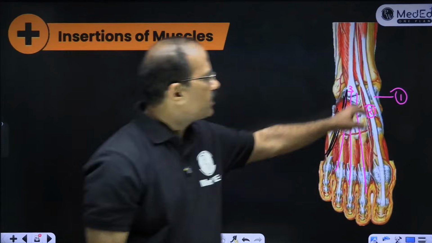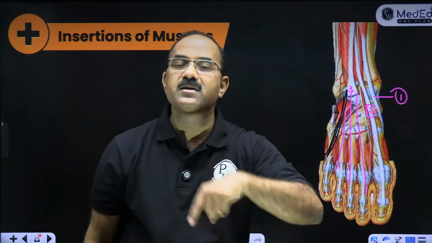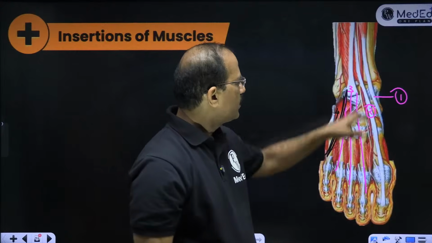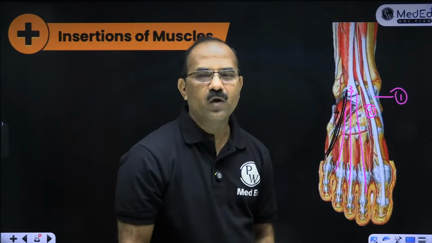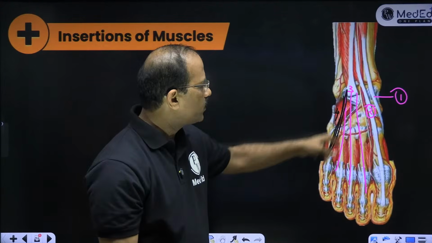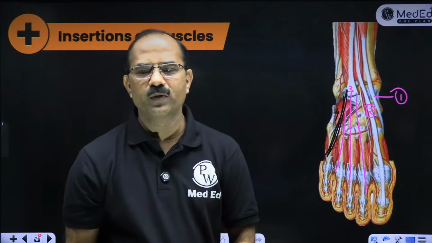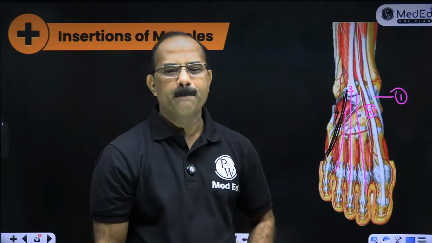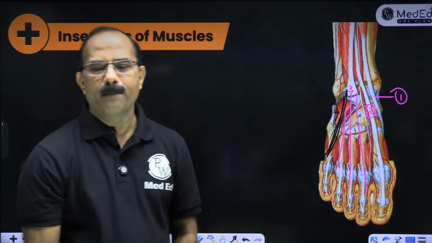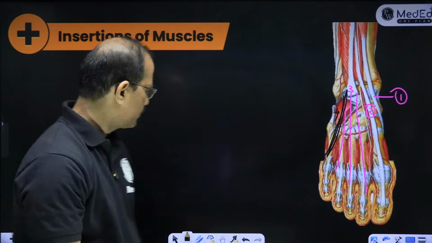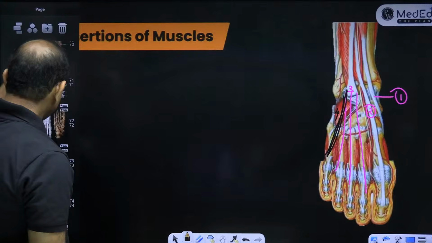So who is one? Tibialis anterior. Who is 2? Extensor hallucis longus. Who is 3? Extensor digitorum longus. And who is 4? Peroneus tertius. Fine. Okay, I hope this is clear till here.